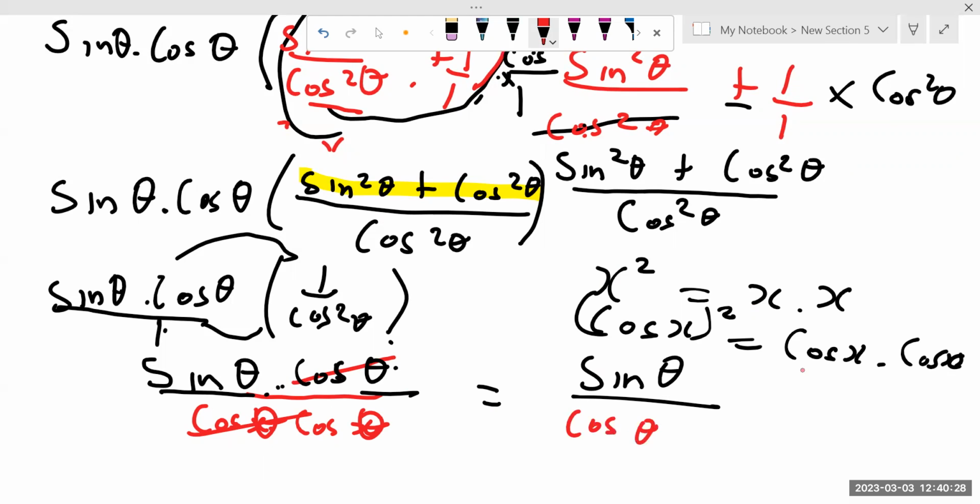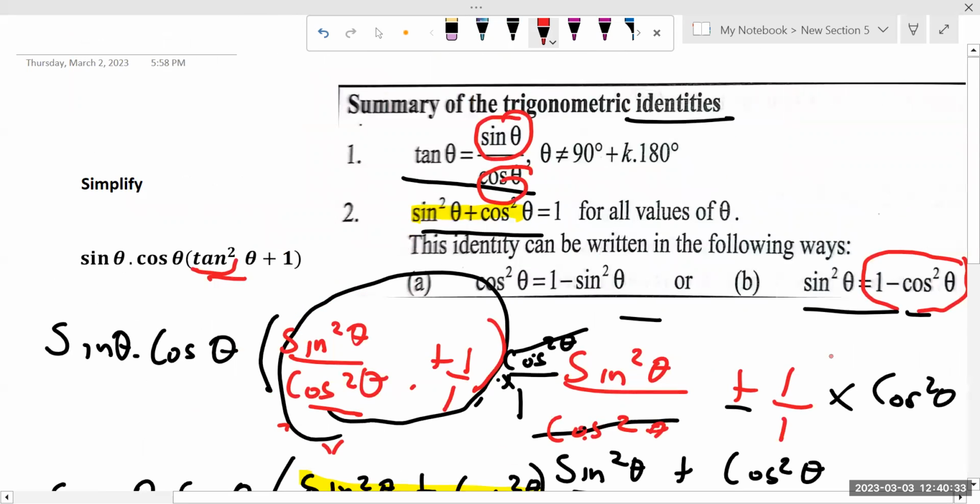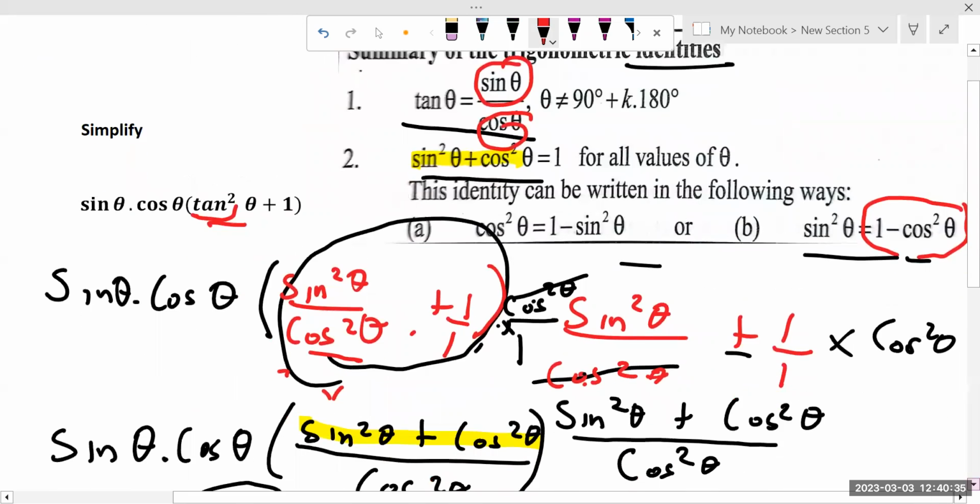With cos theta. Go back to identity again. What is sine theta all over cos theta? Tan theta.